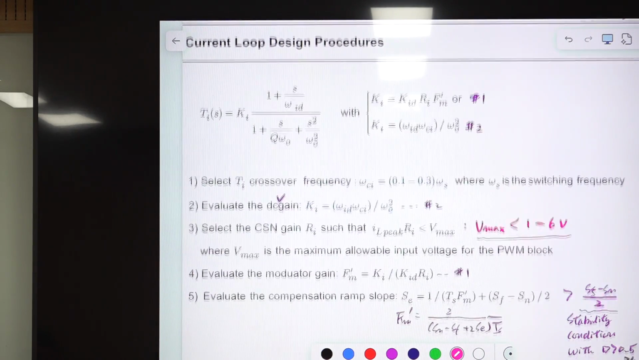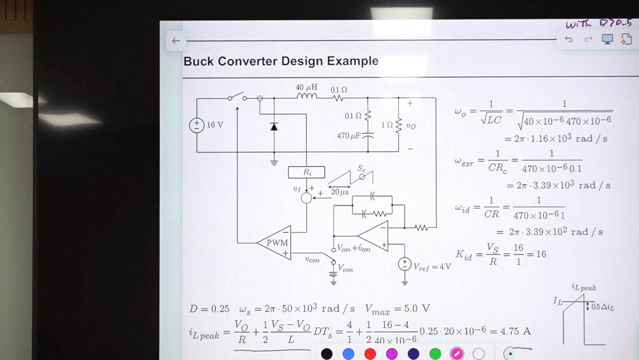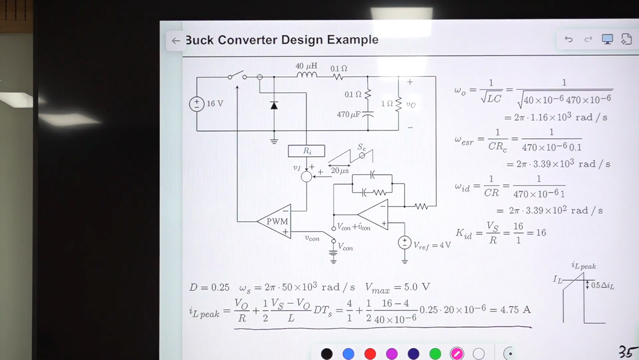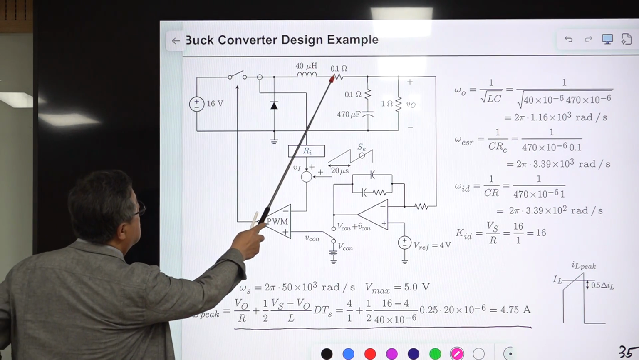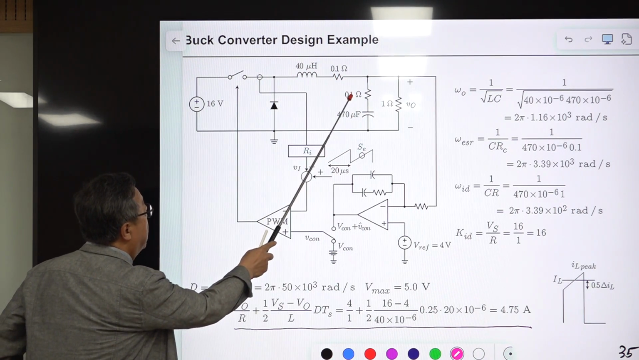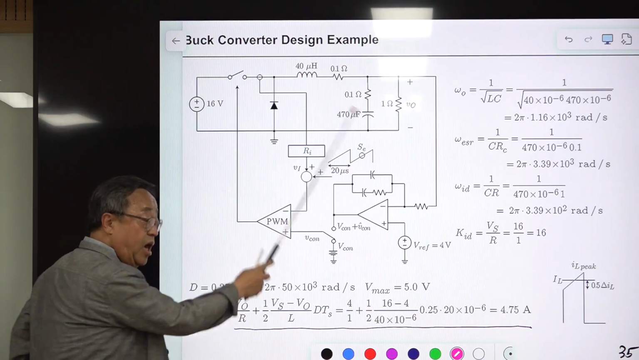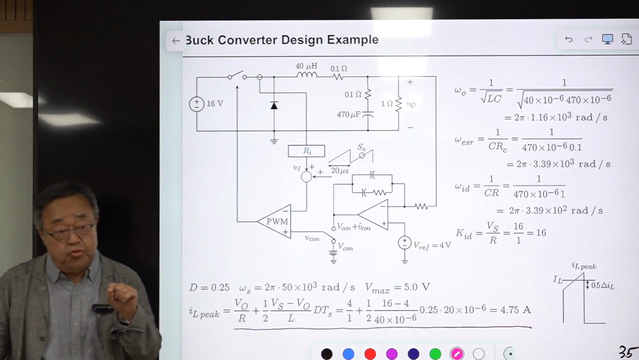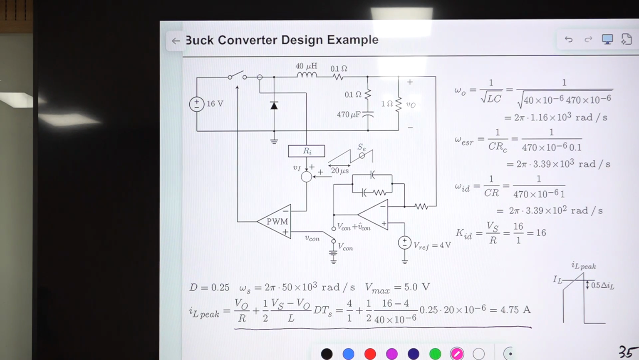Right. So here is one design example. This design example is coming later. Again, we introduce the parameters of the inductor, ESR of inductor, capacitor, ESR of capacitor, and load resistor. Everything remains the same as the buck converter we used for voltage mode control. So we are using the same buck converter that we used for the voltage mode control. Now we are using the current mode control for the same power stage configuration.